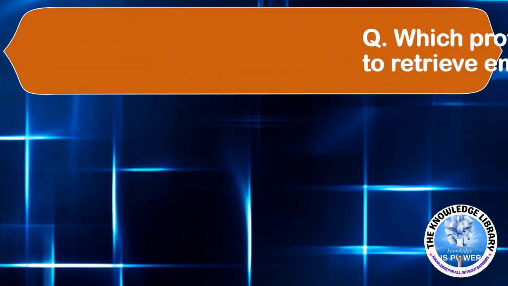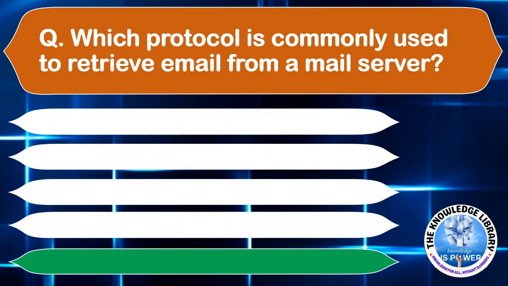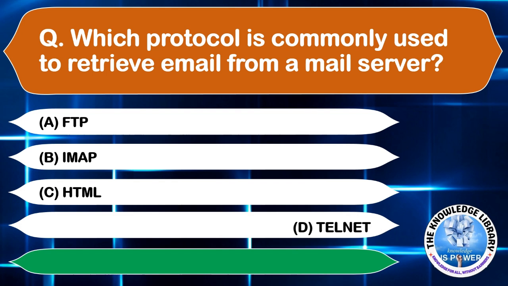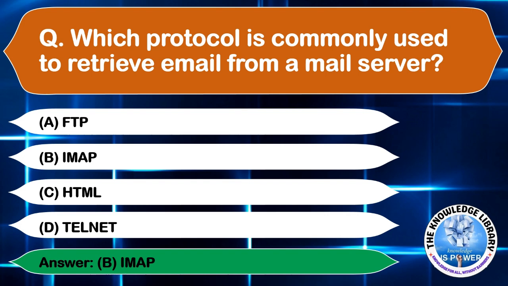The next question is: which protocol is commonly used to retrieve email from a mail server? Option A, FTP; option B, IMAP; option C, HTML; option D, Telnet. The correct answer is option B, IMAP.